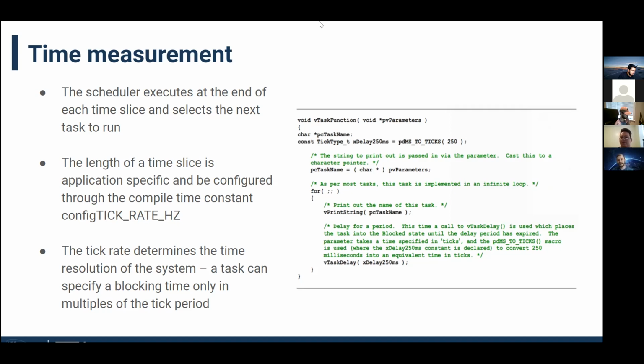So yeah, the tick rate would essentially determine the time resolution of the system. So you can only specify a blocking time in multiples of the tick rate. So if your tick rate is 10 milliseconds and you try to delay for 15 milliseconds, you're going to either overshoot or undershoot your deadline by 5 milliseconds. So it's just something to keep in mind.